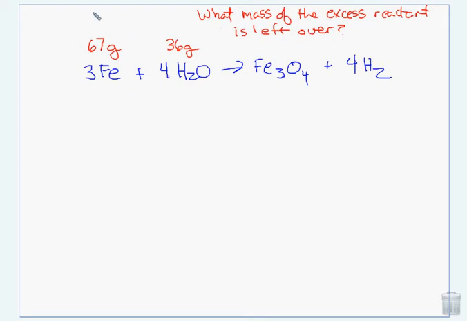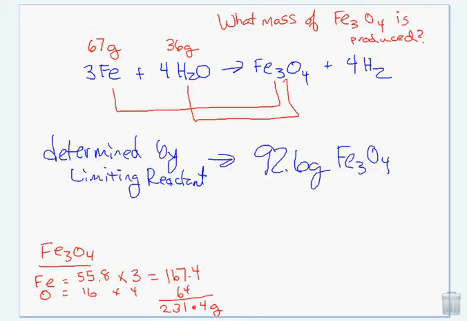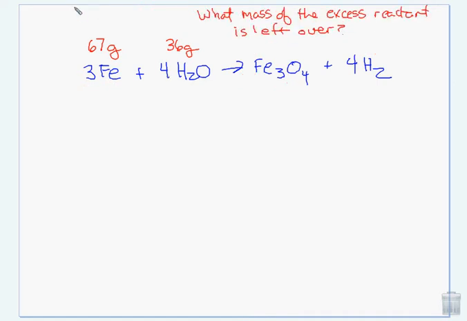Let me label these really quick. This one is our limiting reactant. This one is our excess reactant. And it says, what mass of the excess reactant is left over? I start with 36, but I am not going to actually use that much. I'll have some left over. So how much do I actually use? That is the question.